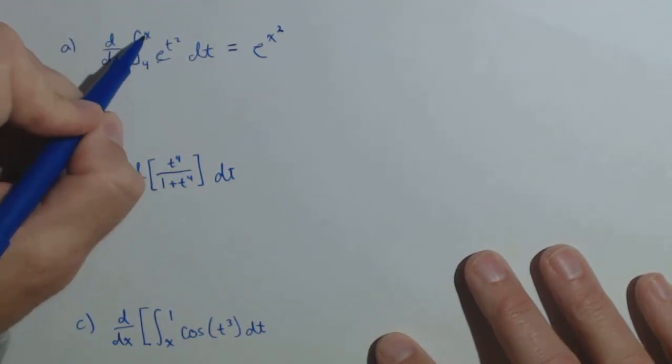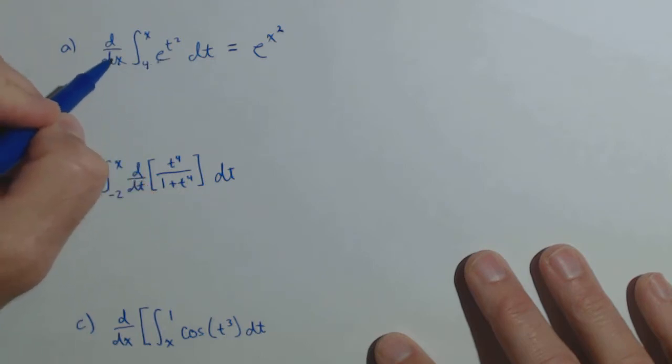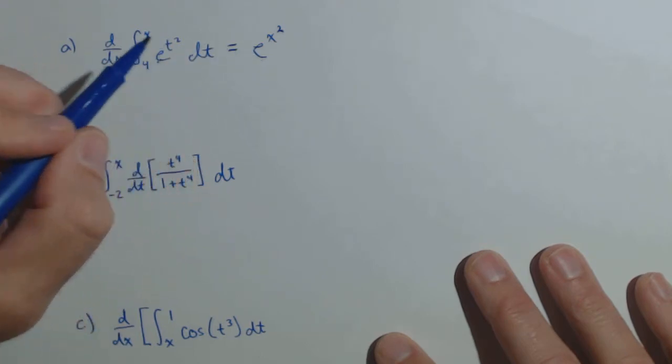Remember, this is a function with respect to x. T is just a dummy variable. So taking the derivative of it with respect to x just gives us e to the x squared.